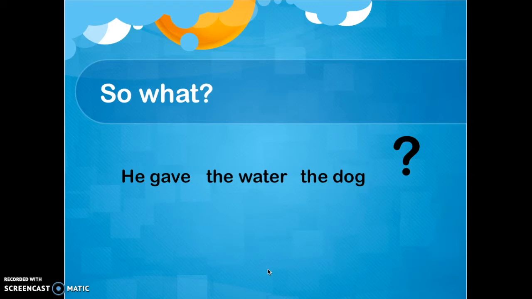That is, unless you use the preposition to. He gave the water to the dog. But that is an English phenomenon and not one that's relevant for German.